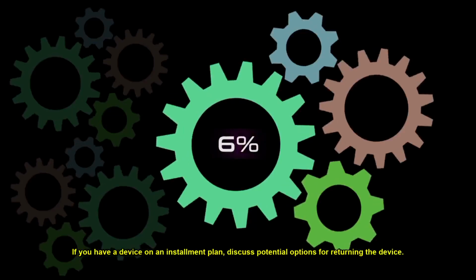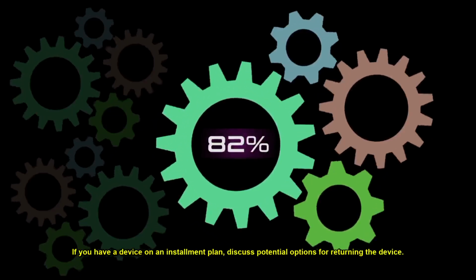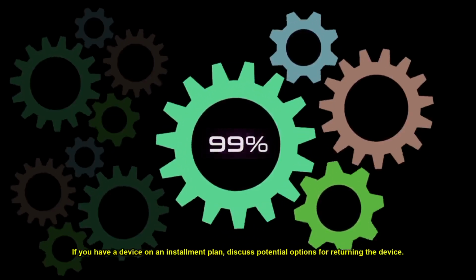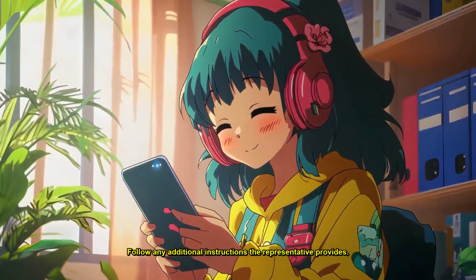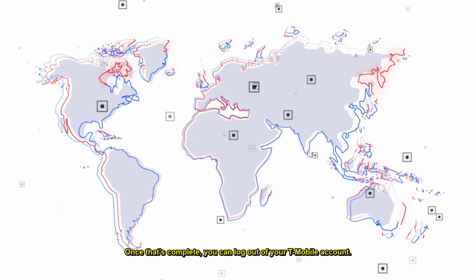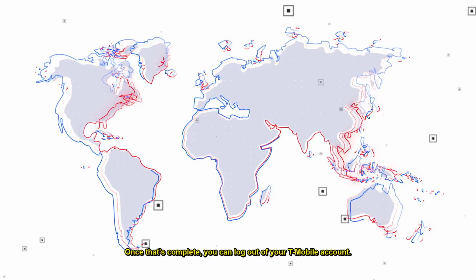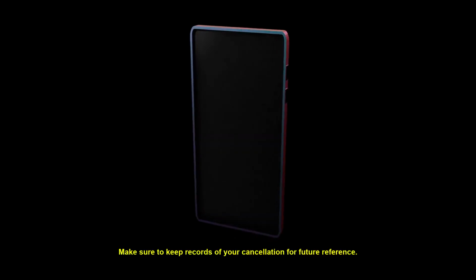If you have a device on an installment plan, discuss potential options for returning the device. Follow any additional instructions the representative provides. Once that's complete, you can log out of your T-Mobile account. Make sure to keep records of your cancellation for future reference.